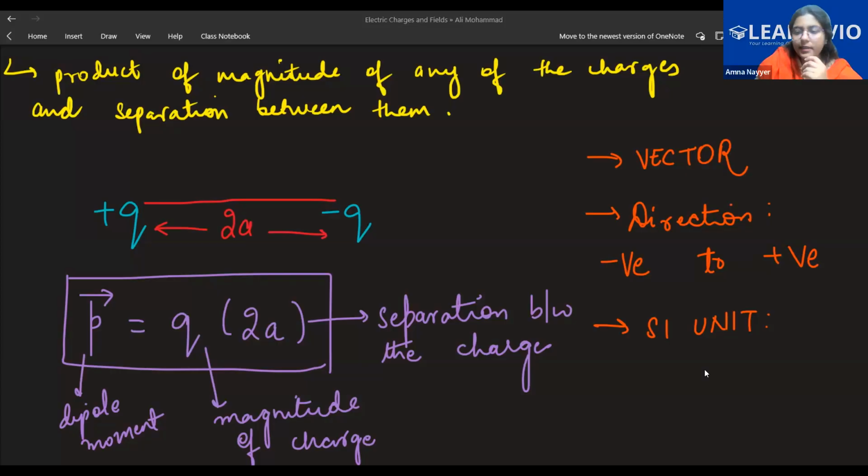Coulomb meter, correct. The SI unit will be coulomb meter: coulomb for the charge and meter for the distance, right? So these are the things that are important. Let us see a small question also based on this.